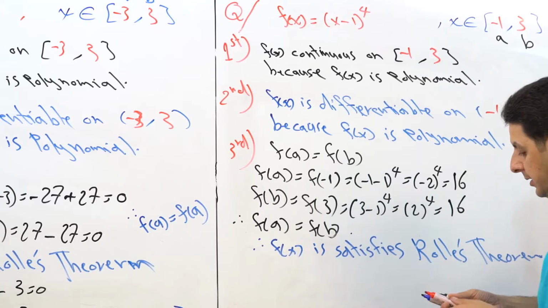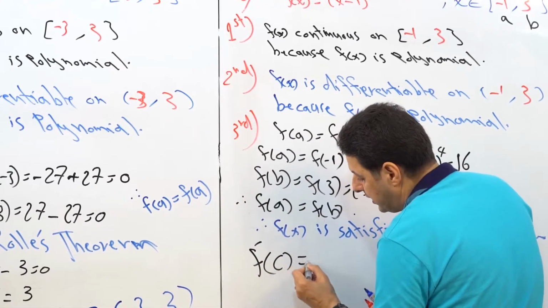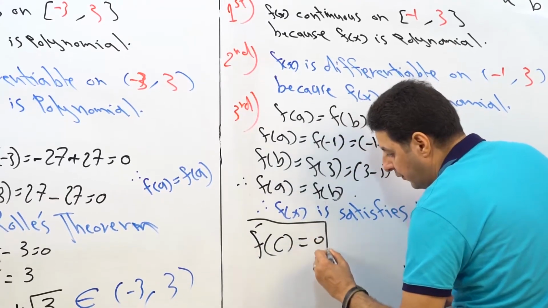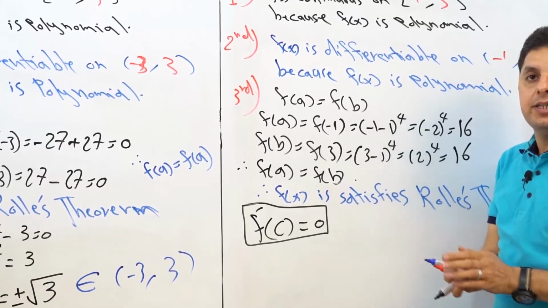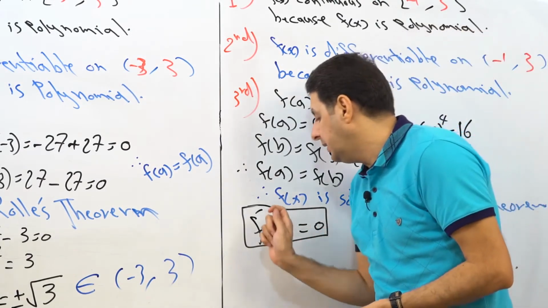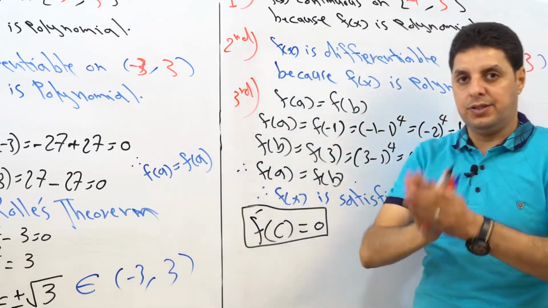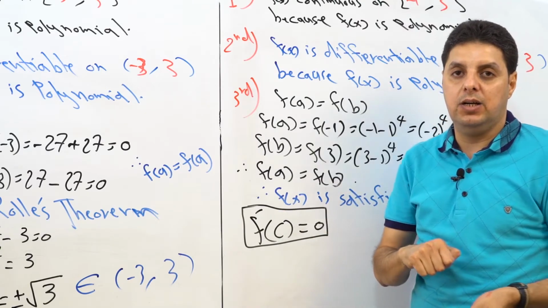We apply that f prime of C equals 0. The first derivative at C equals 0. We verify this to find the value of C. We verify this rule: f prime, the first derivative at C, equals 0.